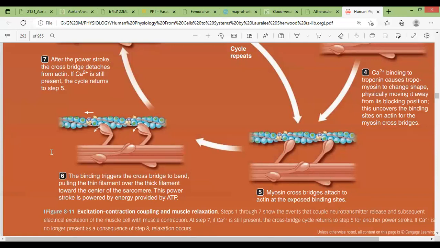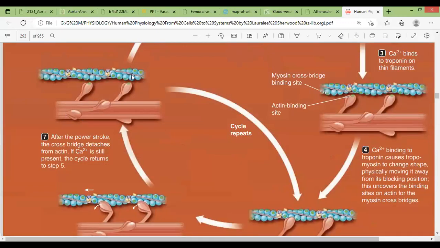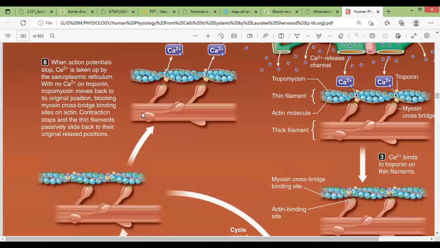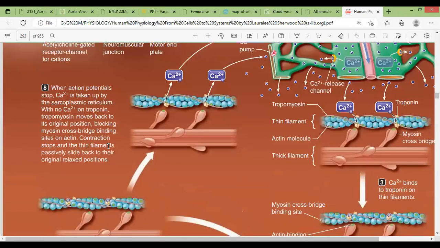So after the power stroke, the cross bridge will detach and then attach at a new site, pulling it again. But when the action potential stops, there's no more calcium available to keep the blockage off the bridge between myosin and actin, hence contraction will stop. Okay, contraction will stop.